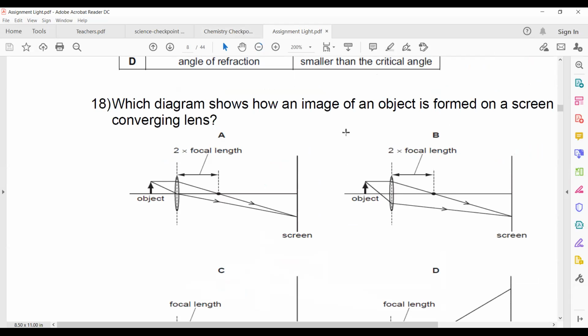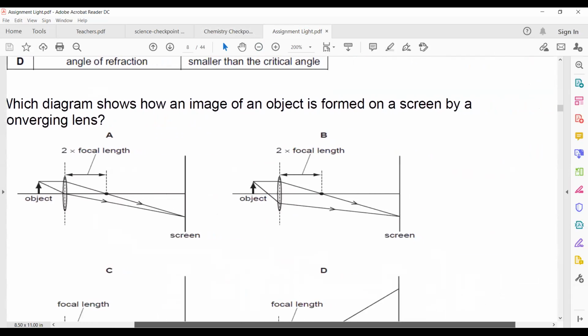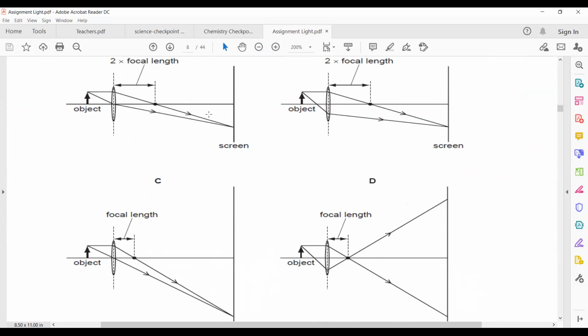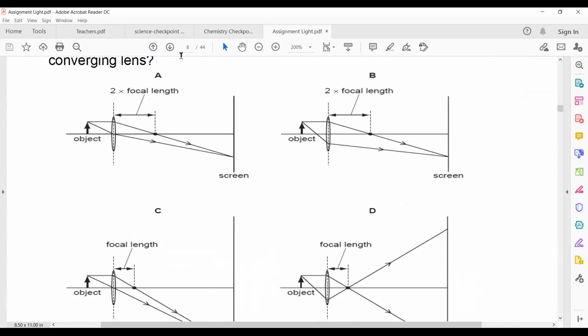Which diagram shows how the image of an object is formed on the screen of a converging lens? So it's a simple one. Look, if it is a parallel light ray, it should pass through the focus, but they mention it is passing through 2F. So this is totally wrong. It should not pass through 2F, it should pass through F. A parallel light ray will pass through the focus, but it's passing through 2F, so that's wrong.